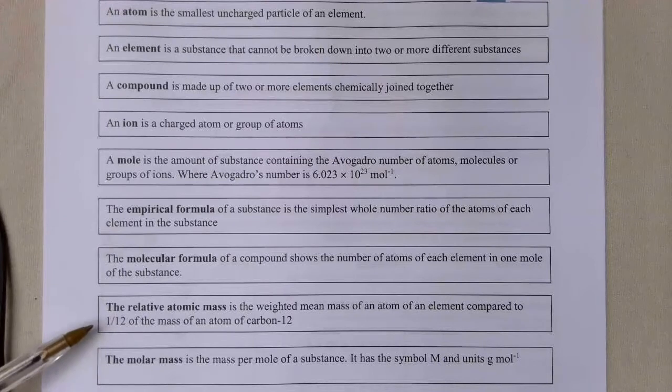So, for example, the relative atomic mass is the weighted mean mass of an atom of an element relative to 1/12 the mass of an atom of carbon-12. You do need to be precise on that one. Again, if you want more details on this, you need to look at the atomic structure videos.